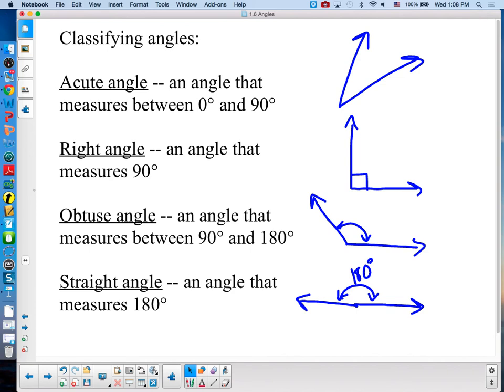Number 8? Acute. 9? Acute. And 10? Obtuse. So that's just based on what they look like. I didn't give you a straight angle, so you didn't have that.